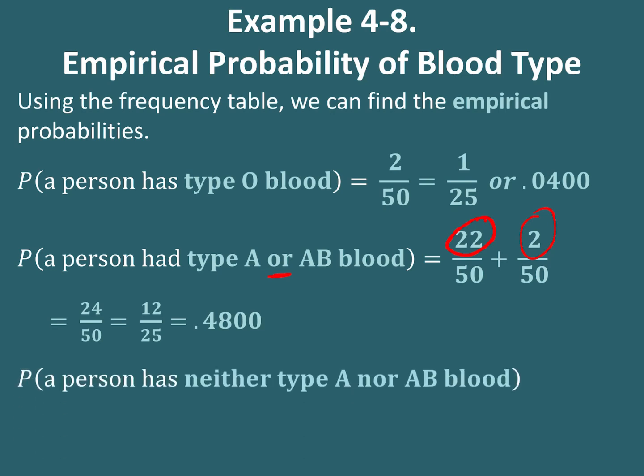The probability that a person has neither type A nor AB blood, what you do there is you go ahead and you take the previous probability and you subtract it from 1. Notice here that the previous probability was looking for the probability that a person had type A or AB blood, whereas this one is the complement to the second probability. So simply take 1 and subtract 12/25, giving us 0.52. And notice how if I were to add 0.48 and 0.52, we would get 1.